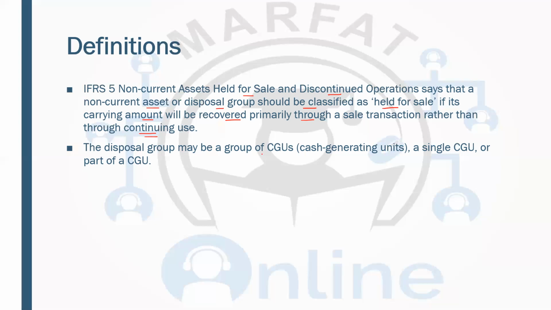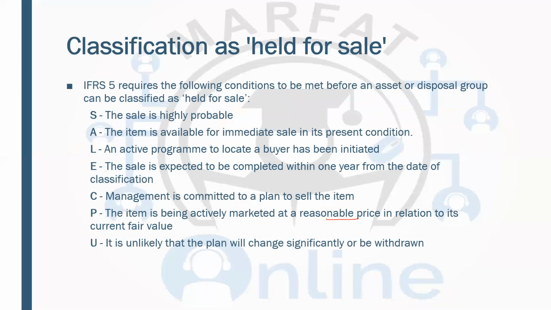And the disposal group may be a group of cash generating units, a single CGU, or a part of a CGU. So I've already told you that this can be a single asset or it can be a group of assets. Now, why is there a criteria for classifying an asset as held for sale? There's a strong reason for it.